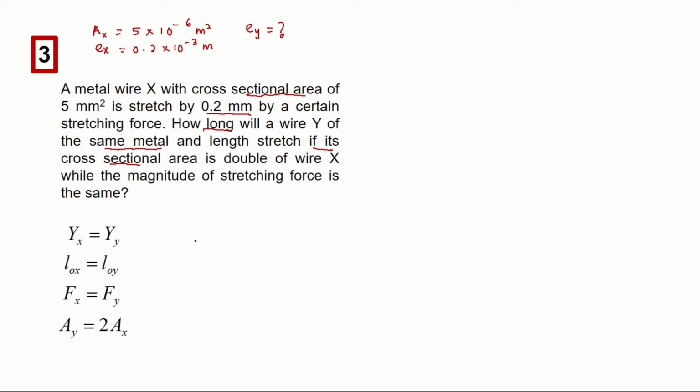Okay, so now you can use the Young modulus equation: Y equals stress per strain. Stress equals F per A and strain equals E per L naught. So we can rearrange this equation: Y per F L naught is equal to 1 per A E. The items Y, F, and L naught are the same value for wire X and wire Y. So Y per F L naught equals 1 per A times E.